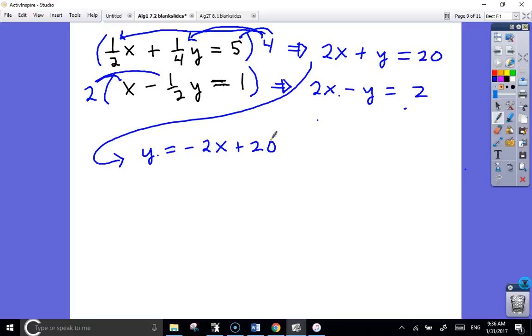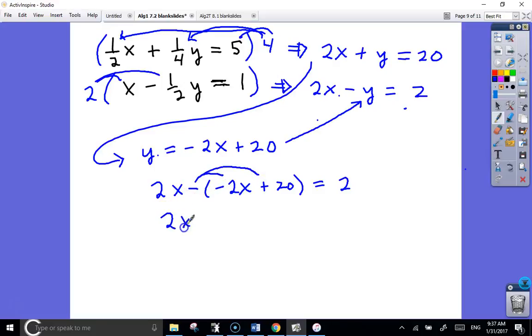Okay, quiet please. We're almost done. Okay, I solved the first one for y. Where do I substitute that? I put it in the place of y right there. So now I got 2x minus negative 2x plus 20 equals 2. So it's important to use parentheses because otherwise you might make a mistake with this negative sign. How do I deal with this negative? I got to distribute: 2x plus 2x minus 20 equals 2, right?